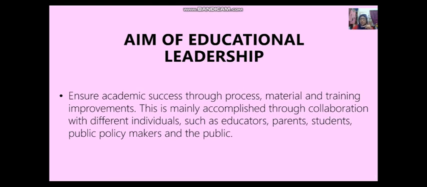So the educational leadership has its own aim. Their aim is to ensure academic success through process, material and training improvement. Just like what I mentioned before, academic success, to produce a balanced student between academics and also sport, with sufficient training, with sufficient materials. Okay, this is mainly accomplished through collaboration. See, collaboration, the cooperation with different individuals such as the educators themselves, parents, students, public policymakers and the public. So that is the aim of educational leadership, again, to ensure academic success.